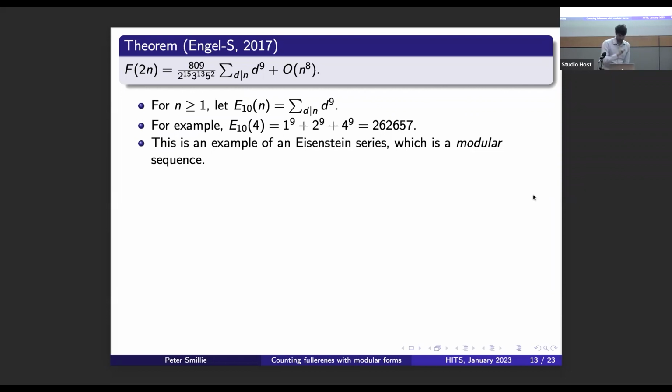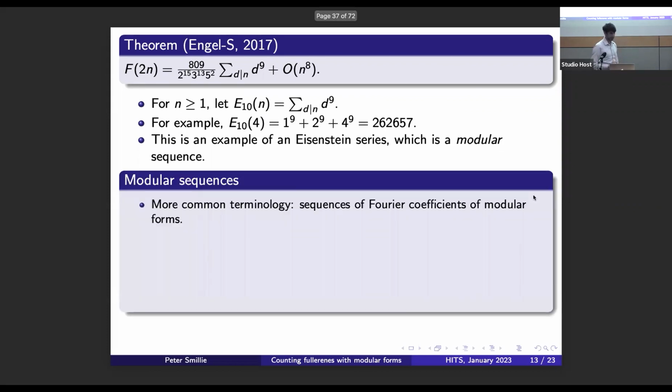Okay, so going back to modular sequences. Modular sequences are very cool. They're really called Fourier coefficients of modular forms, but let's shorten that to modular sequences. It's a property of a sequence of numbers. Actually, it's a set of properties. For every weight and every level, you can be modular of weight k and level n.